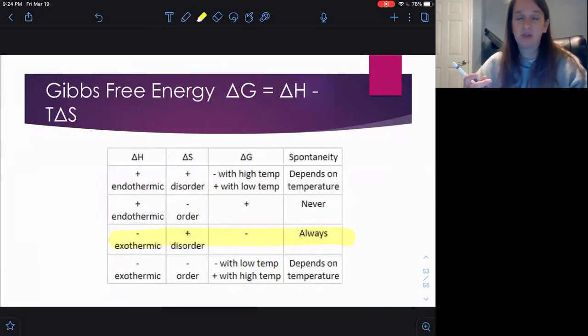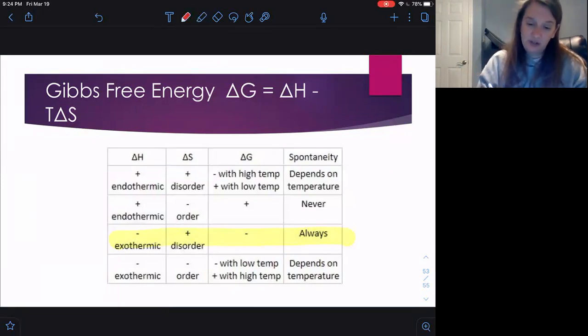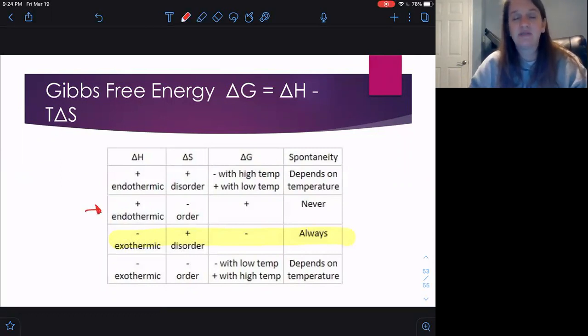Now, if you flip those signs and you look at this line in this graph right here where the signs are flipped, this will never result in a spontaneous reaction because a positive delta H and a negative delta S is always going to be non-spontaneous, not favorable. Now you'll see the other two, if it's either both positive or both negative, it's going to depend on the temperature, okay?